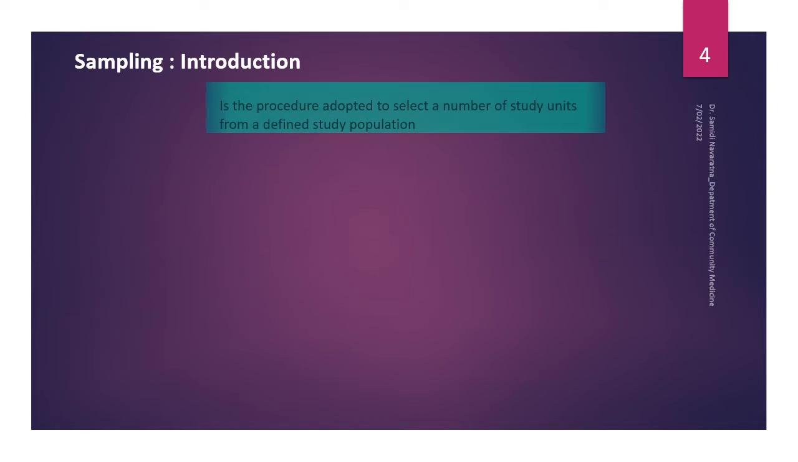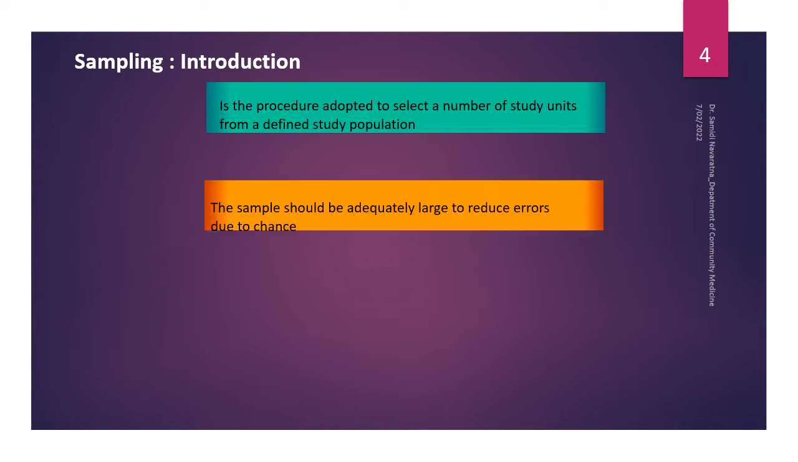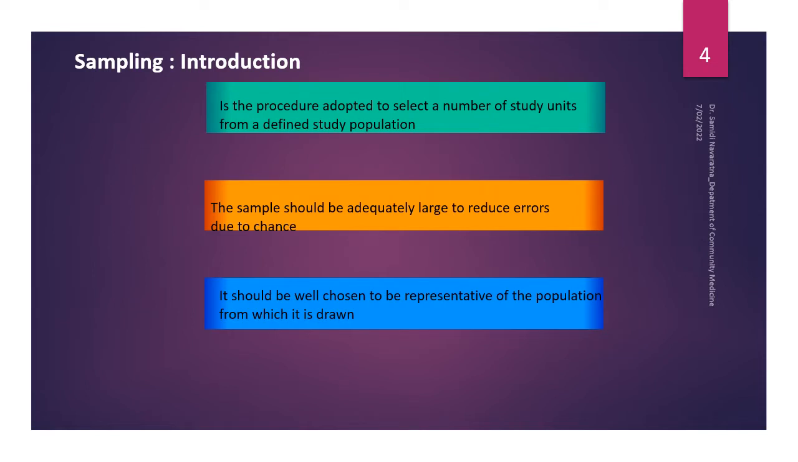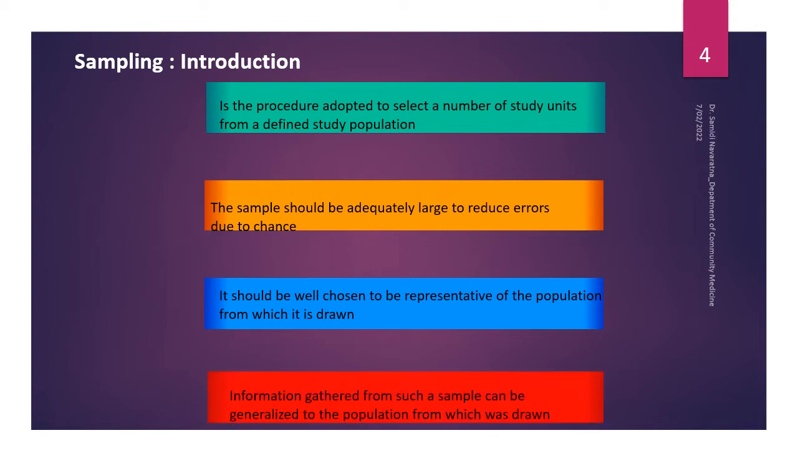A brief introduction to sampling. What is sampling? It is the procedure adopted to select a number of study units from a defined study population. And this sample should be adequately large to reduce errors due to chance. So as you know, a representative sample will have all the important characteristics of the population from which it is drawn. And the information gathered from such a sample can be generalized to the population from which it was drawn in the first place.